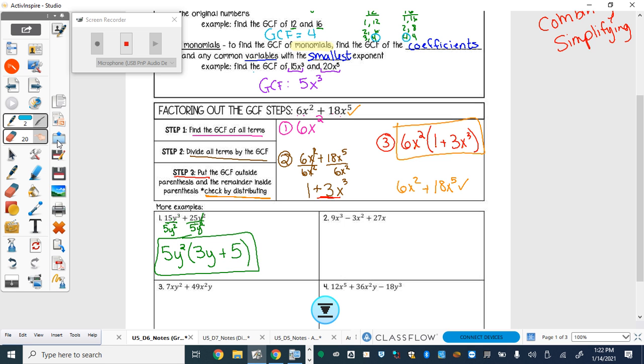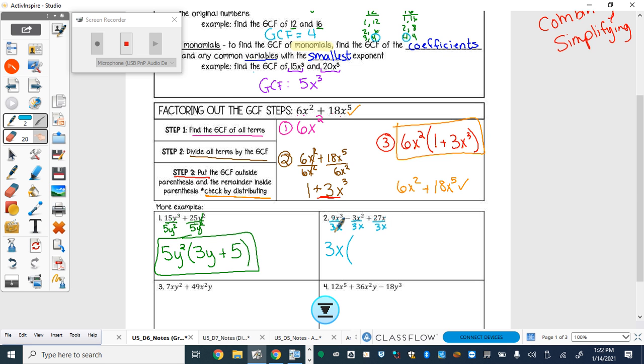Next one, even though it is 3 terms, it's going to be the same process. So we got 9, 3, 27. My largest number that goes into all of those would be 3. X cubed, x squared, x to the first. So that x to the first is going to be my GCF. And then I'm going to divide each of these by that GCF of 3x.